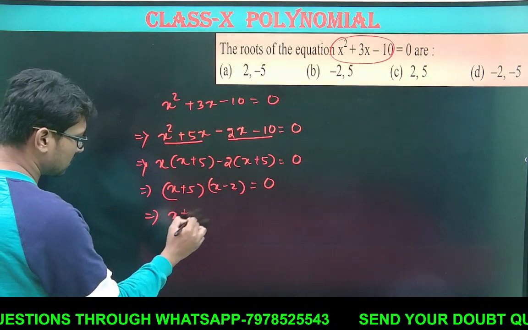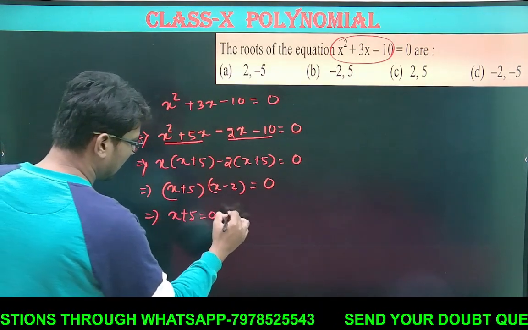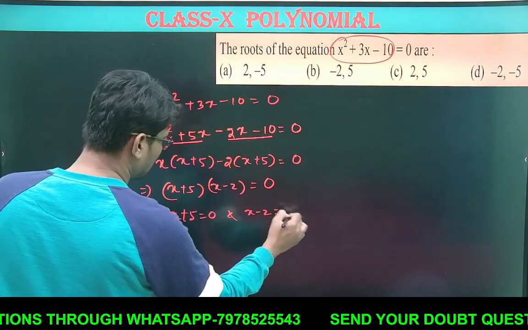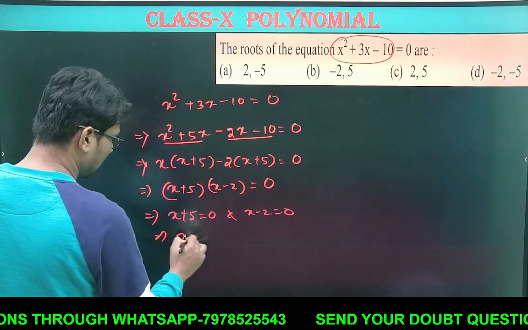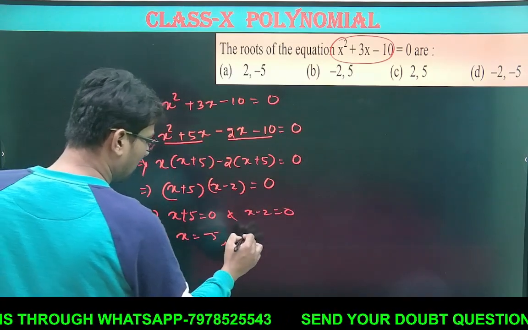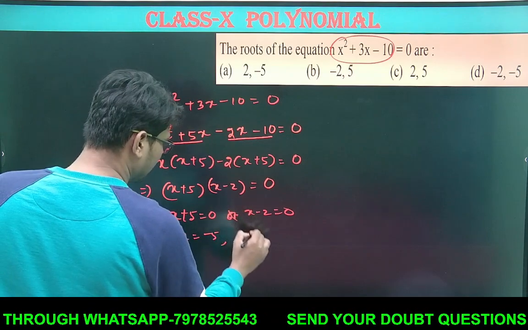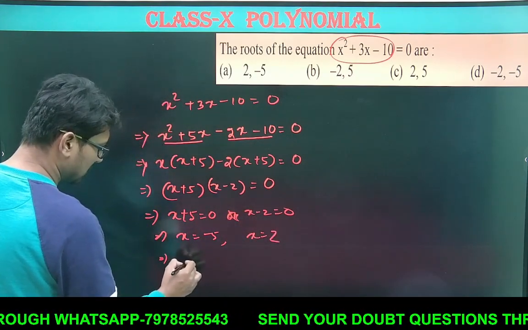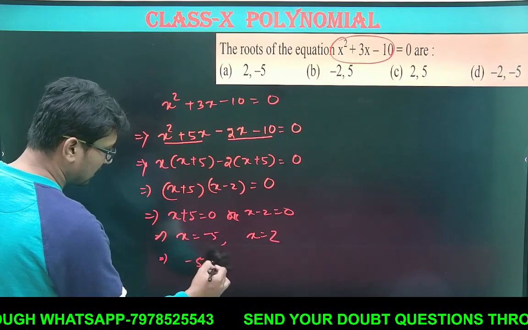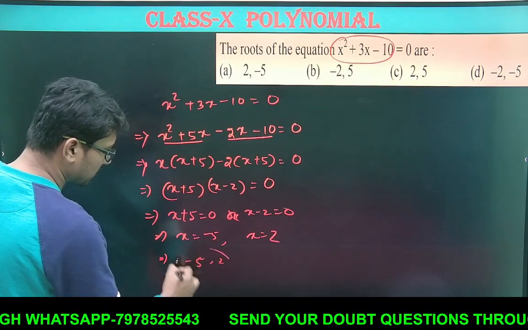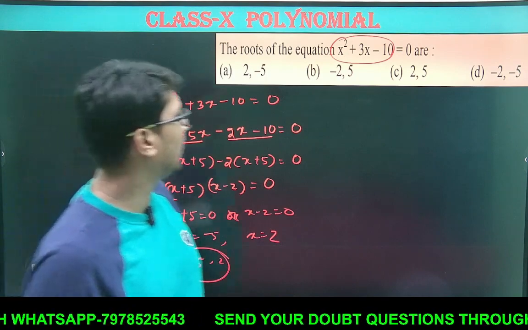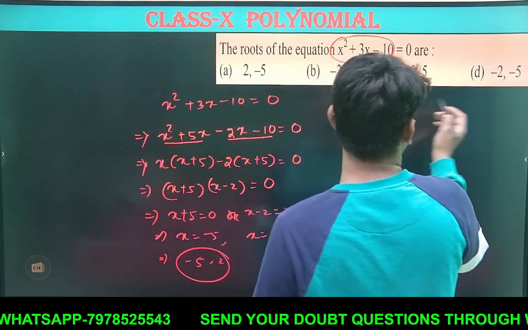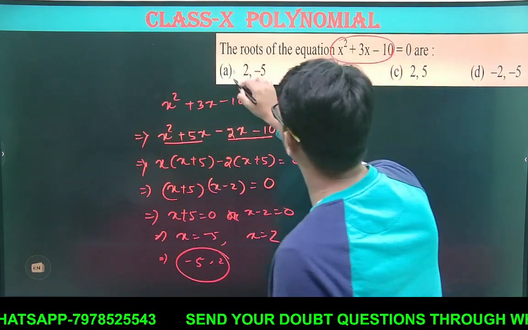So x plus 5 equals 0 and x minus 2 equals 0. So x is minus 5 or x is plus 2. So the zeros are minus 5 and 2. Minus 5 and 2, or 2 and minus 5.